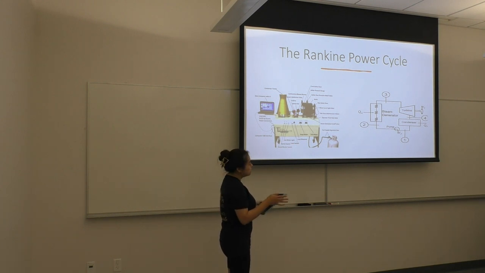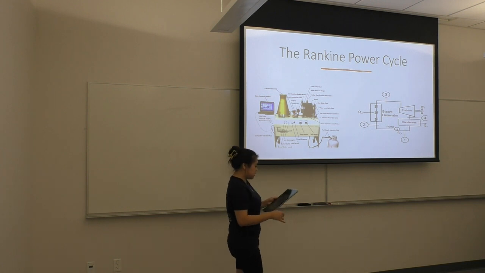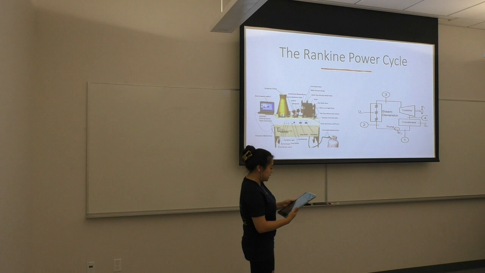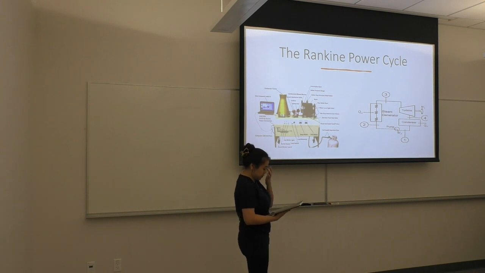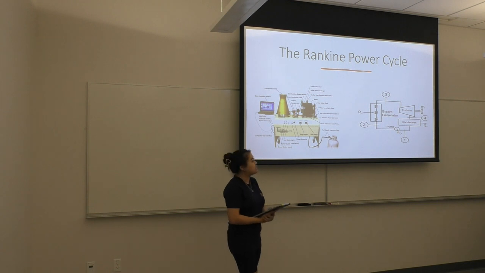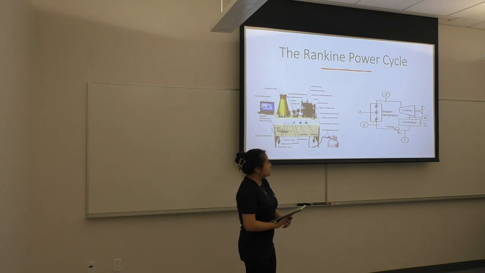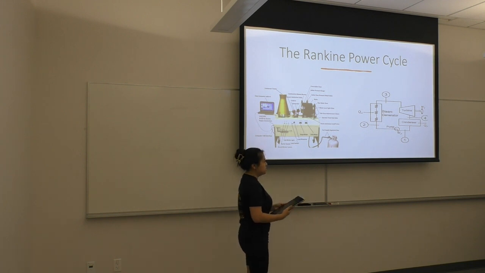Then 3 to 4 is where it goes into the turbine, where the steam from the boiler, which has an elevated temperature and pressure, expands through the turbine to produce work, and then it's discharged to the condenser at relatively low pressure. And then from 4 to 1, it goes through the condenser, where the low pressure steam coming out of the turbine is condensed back into liquid water.